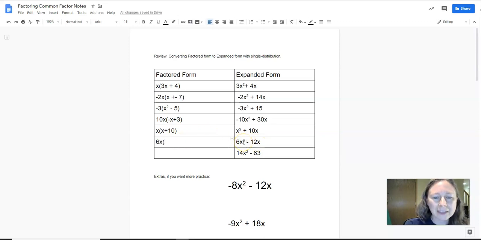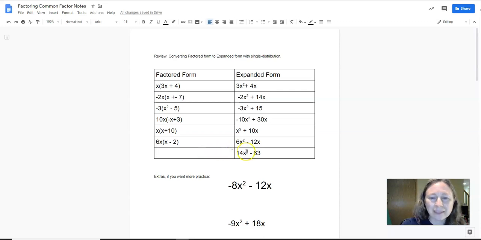And then 6x squared divided by 6x is just x. And then negative 12x divided by 6x is just negative 2. Negative 12 divided by 6 is negative 2, and a negative divided by a positive is still a negative, remember? And then x divided by x is 1. We don't need to write 2 times 1, we'll just write 2.